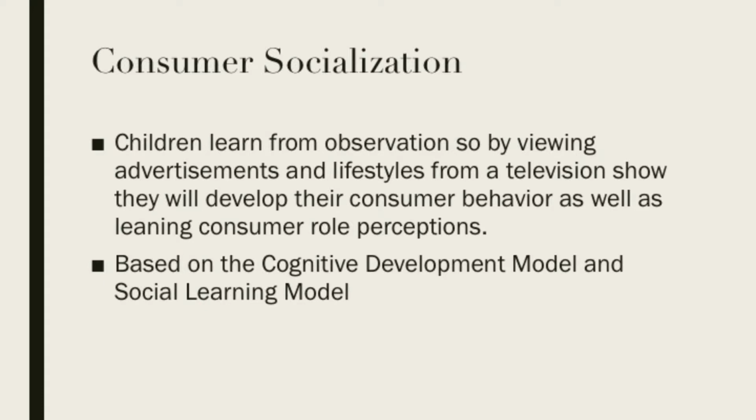Consumer socialization is based on the cognitive development model and social learning model. It states children learn from observation, so by viewing advertisements and lifestyles from a television show, they will develop their consumer behavior as well as learning consumer role perception. This relates a lot to product placement. Since people nowadays are skipping commercials, it's becoming more vital for brands to advertise through TV shows or movies. Children and even adults will see the products and shows, and by seeing those, it can influence their consumer behaviors.